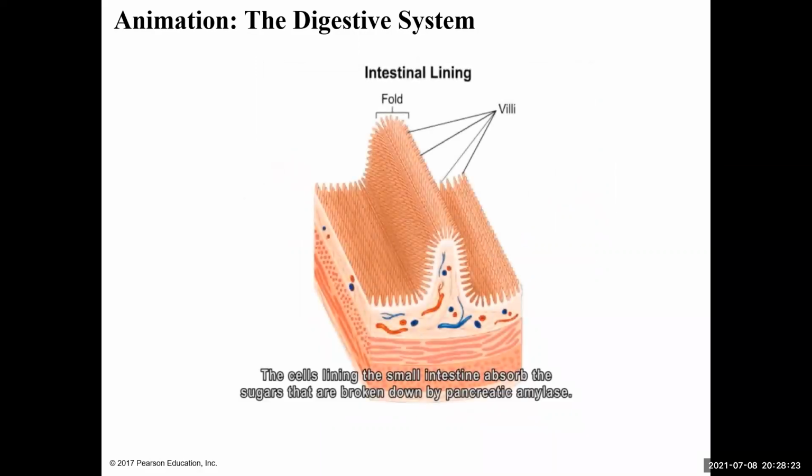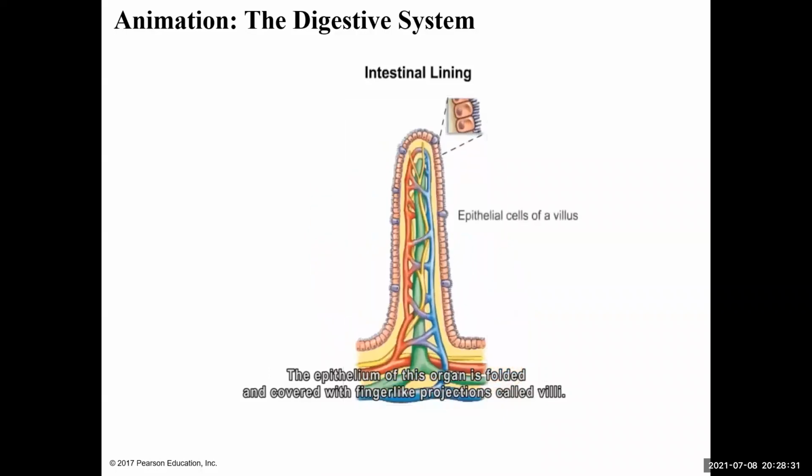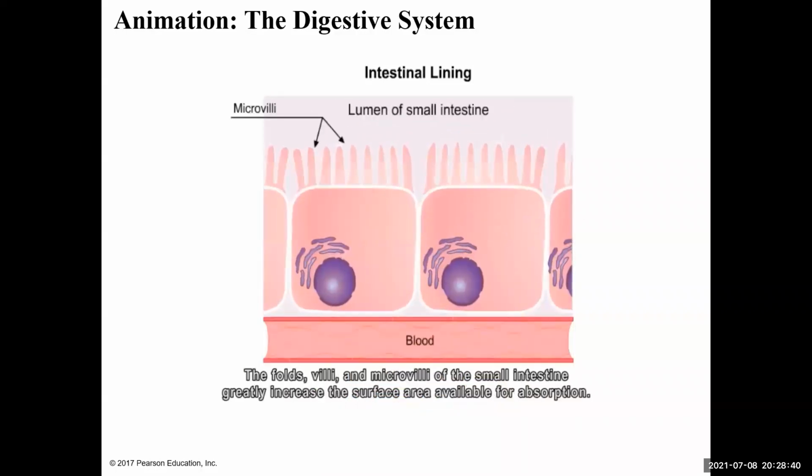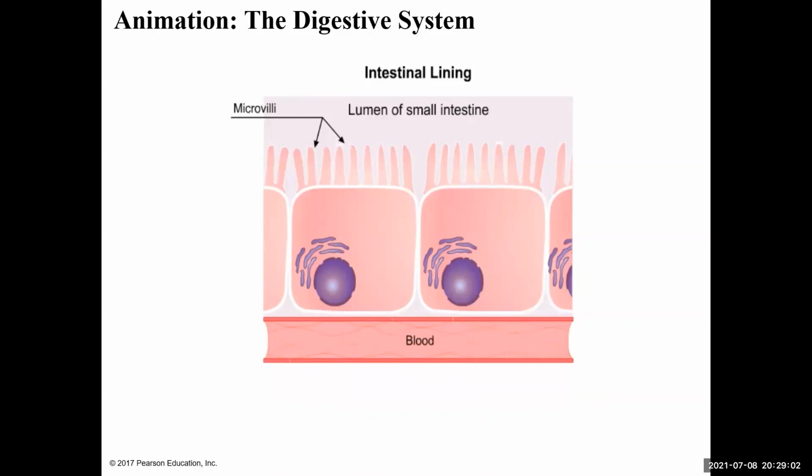The cells lining the small intestine absorb the sugars that are broken down by pancreatic amylase. The epithelium of this organ is folded and covered with finger-like projections called villi. The cells that line the surface of villi have projections of their own called microvilli. The folds, villi, and microvilli of the small intestine greatly increase the surface area available for absorption. Nutrients such as glucose exit the lumen of the small intestine and enter the epithelial cells. The absorbed glucose exits the epithelial cells and enters the bloodstream, which carries it throughout the body.